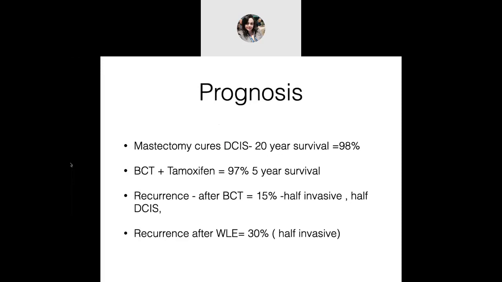Hello, somebody. Dr. Gaurav, you are saying something? Dr. Gaurav, just unmute your mic. Yes, please. What's your opinion about the long-term treatment and adjuvant treatment for DCIS after surgery?